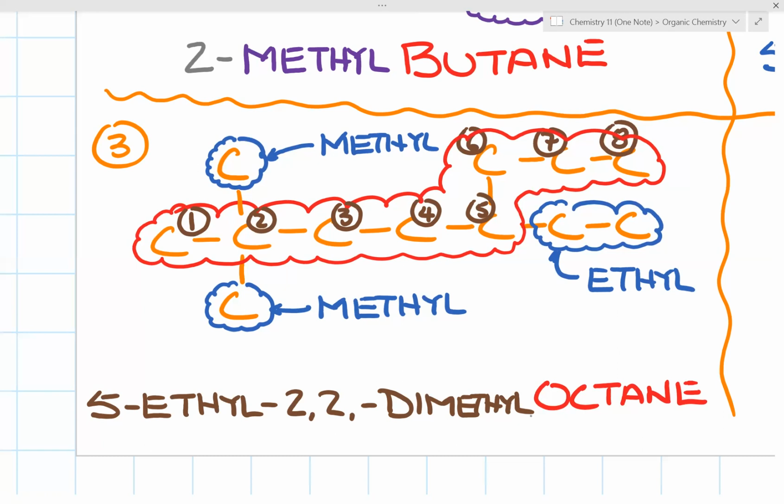Number two, notice I have two methyl groups. They're identical, so I have to use the prefix di. But notice, because they are attached to the same carbon, I have to acknowledge each one with a number. Every single group, even if it's the same number, has to have a number attached to it. So here, because I have two methyl groups attached to carbon number 2, 2,2-dimethyl basically means I have two methyl groups and they're both attached to the same carbon.